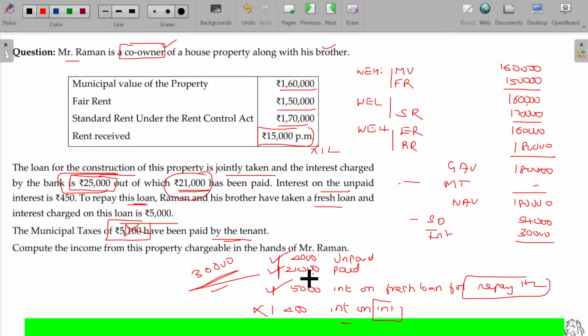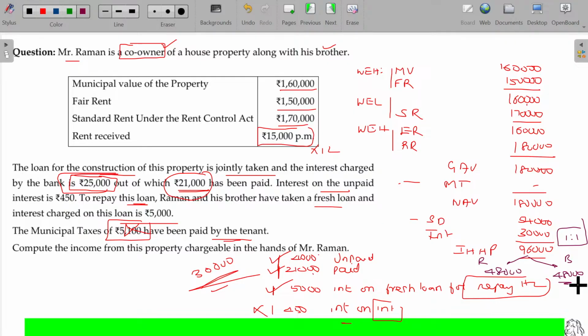30,000 can be deductible. In the municipal tax case, only the payment is a must. In this case, payment is not a matter. So, 84,000 can be deductible. So, 96,000 will be the taxable income from house property. But it is owned by 2, right? Raman and his brother. As the sharing ratio is not given, we assume both the owners have equal rights. 48,000 will be the taxable income in the hands of Raman. Another 48,000 will be taxable income in the hands of his brother. Clear? Hope now you will be able to understand.